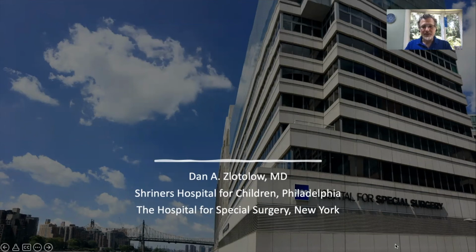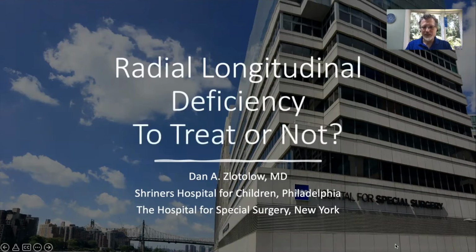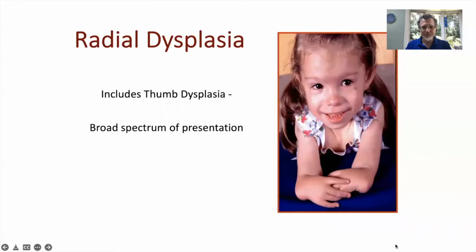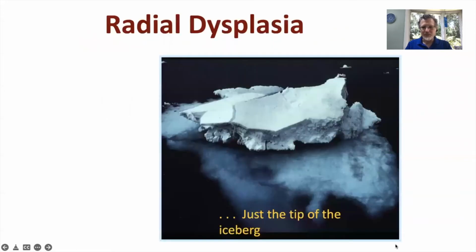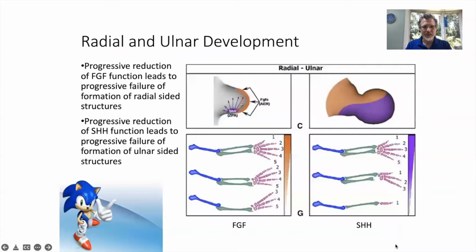I'm going to be talking to you today about radial longitudinal deficiency: to treat or not to treat. That is the question. So just some background, radial dysplasia includes thumb dysplasia, and it's a broad spectrum of presentation. And as Mary Beth Ezaki says, it's just the tip of the iceberg. Generally, when you see radial dysplasia, you're going to see other things as well.